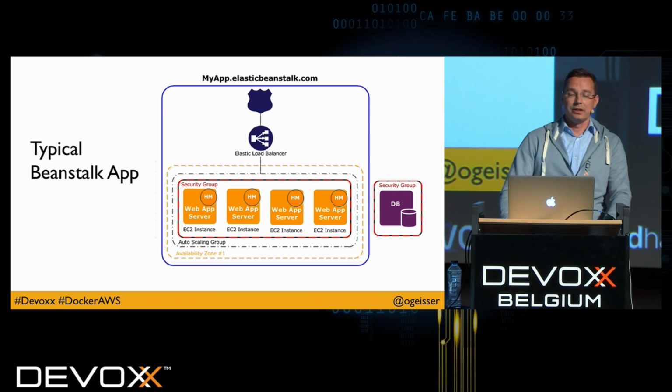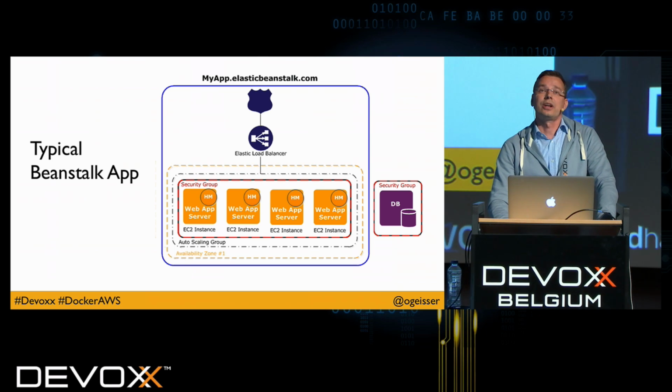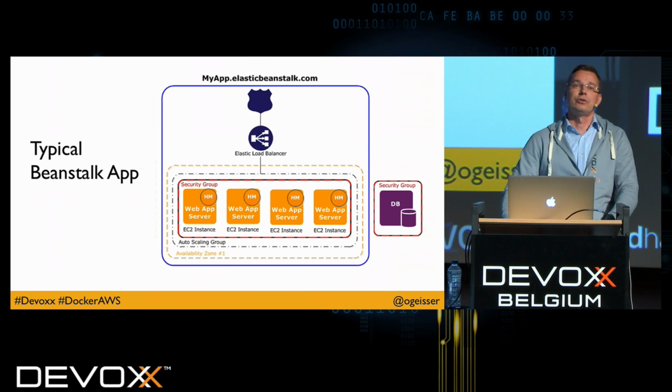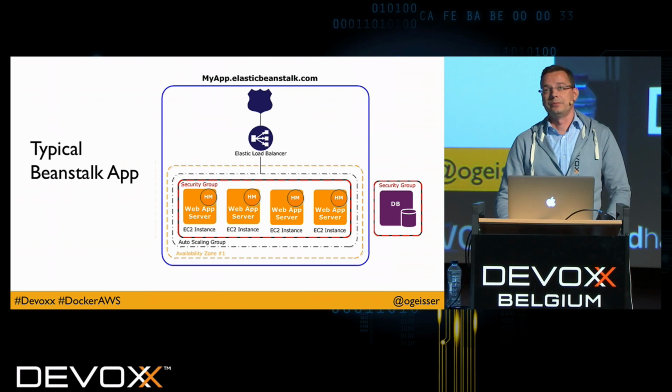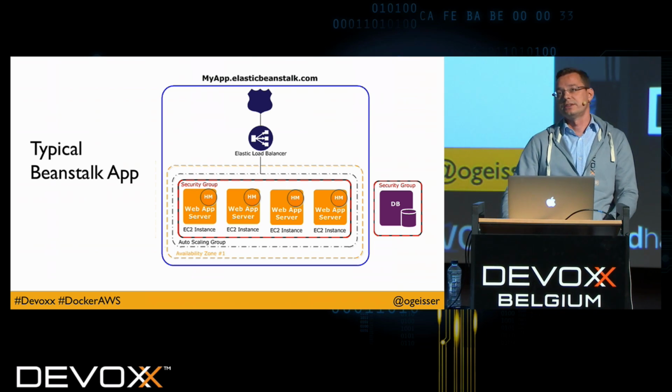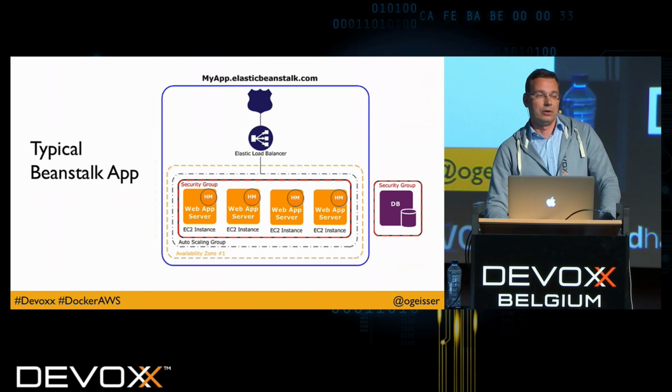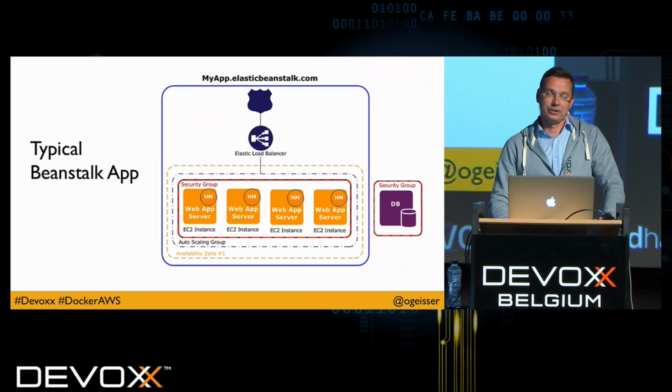So, as explained, a typical Beanstalk application looks like this. You have a load balancer, you have a DNS entry pointing at your load balancer, you have one or multiple web applications running. These are typically configured with auto-scaling. You have a SQL database and maybe some other stuff like a NoSQL database or caching and so on. But at the core, this is a typical application.